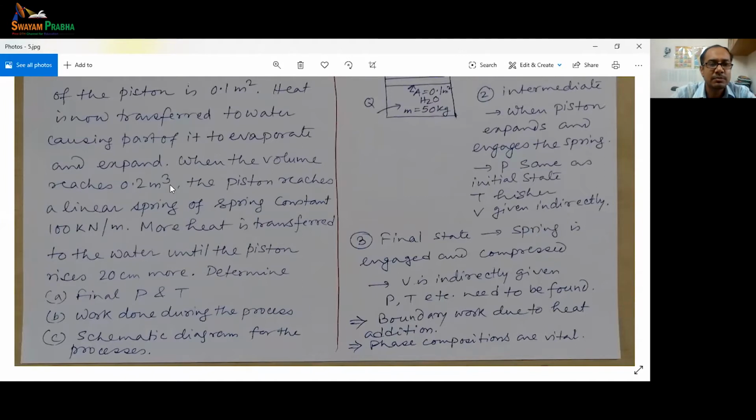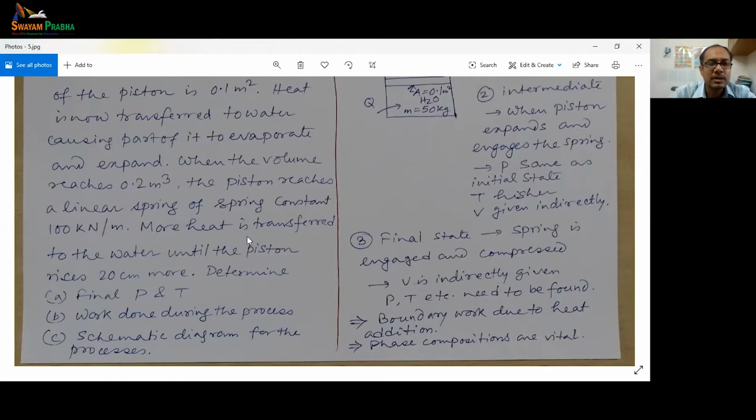the piston reaches a linear spring of spring constant 100 kilonewton per meter. Okay, so now the process is such that after reaching a certain volume, the piston will engage a linear spring. And if the piston wants to move further, it has to compress the spring. So now pressure will not be constant anymore. Fine. So the spring constant for that linear spring is given, that's 100 kilonewton per meter.